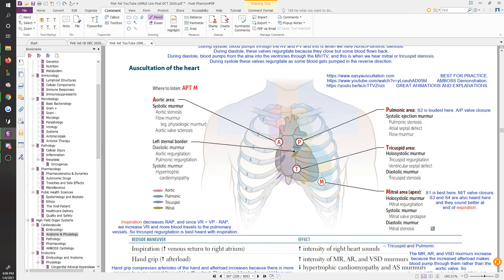There has to be a couple more things happening, either because of the physical exam, maybe where the murmur radiates to, etc. And there are a bunch of resources like easyauscultation.com. Amboss itself has many demonstrations for each of the heart sounds, and then this YouTube link right here for great animations and explanations. All of these are different places you can go ahead and check out.